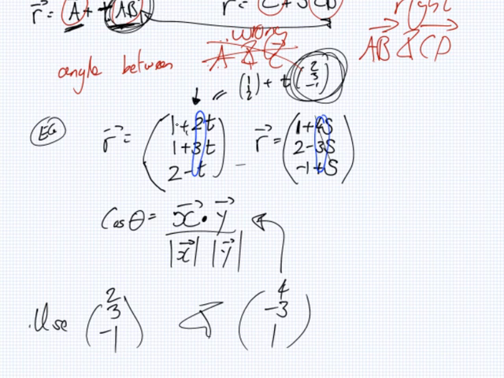So the first R is X and the second R is Y. Yeah, this is the X, and this is the Y.